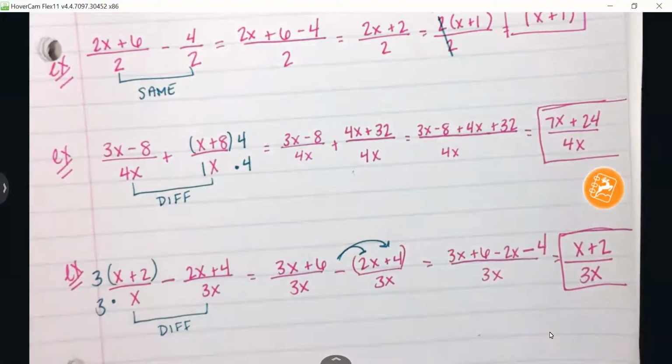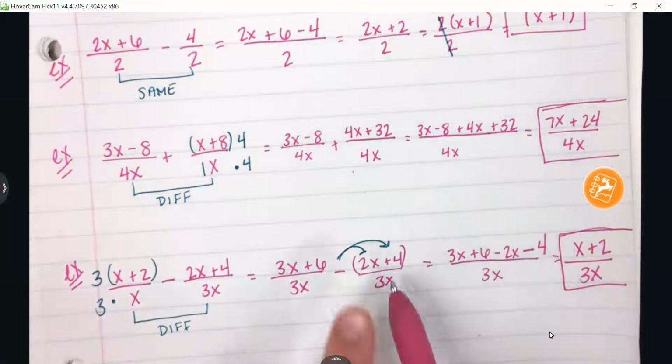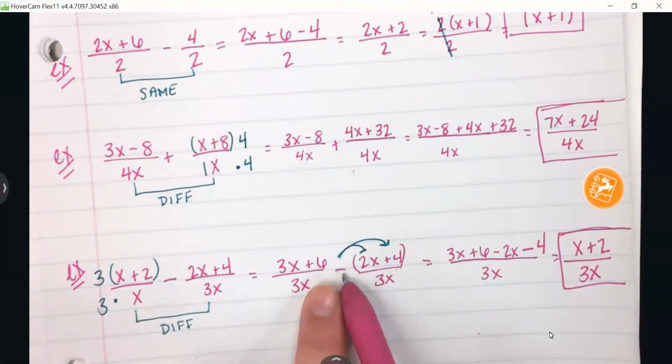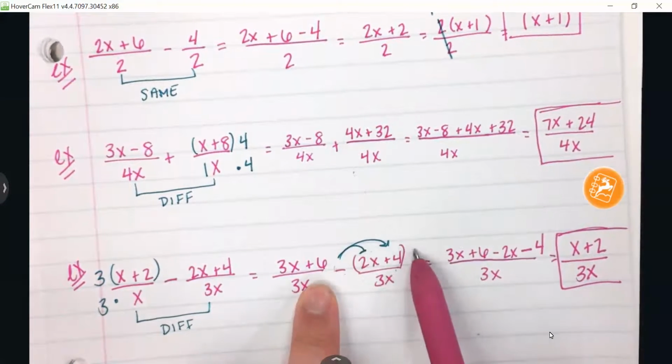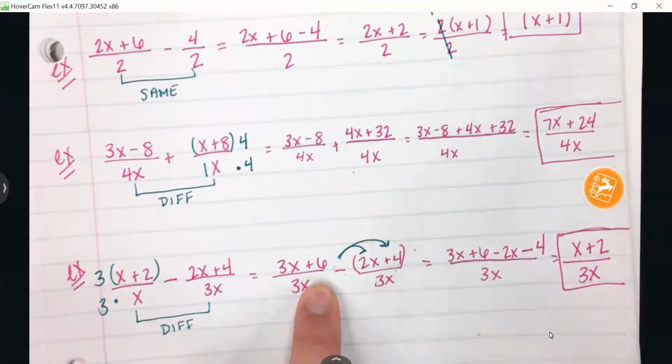10? How did he get 10? He added. What do you have to do with this? You have to distribute the subtraction sign, okay?